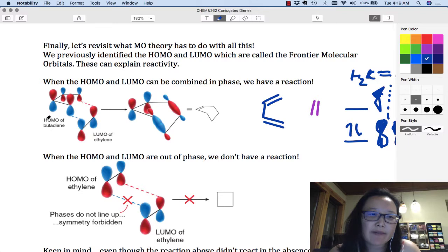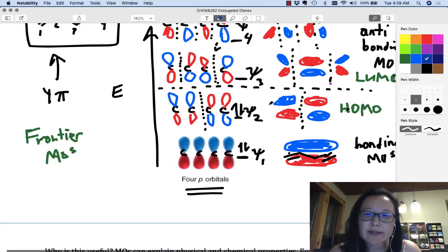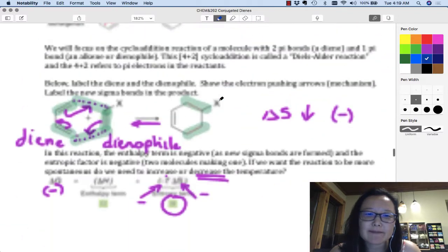You could either have the HOMO of butadiene, which looks like this. If you go back to that diagram, we see two in phase, and then a node, and then two in phase again, like that, but the opposite. Let's go back and verify that. So here's the HOMO of butadiene. We have two in phase that way, and then a node, and then two in phase again.